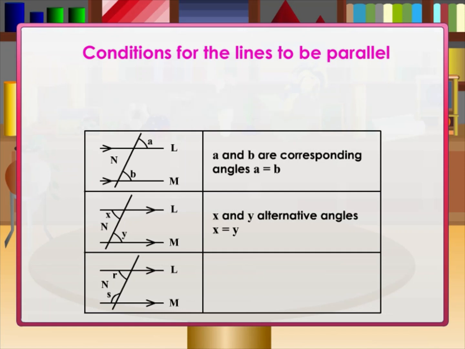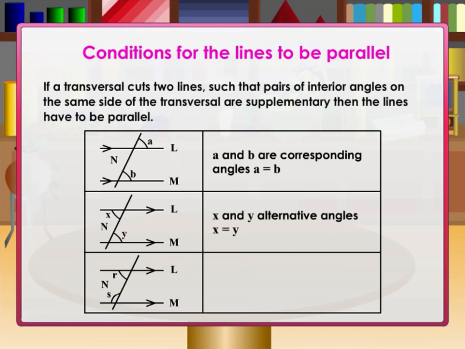If a transversal cuts two lines such that pairs of interior angles on the same side of the transversal are supplementary, then the lines have to be parallel. In the third diagram, L, M are the two lines and N is the transversal intersecting the lines, and makes a pair of interior angles on the same side of the transversal that are supplementary. Then we can say line L is parallel to line M.